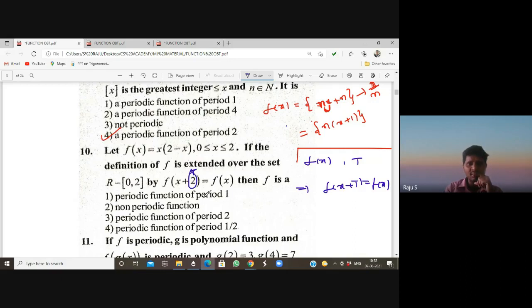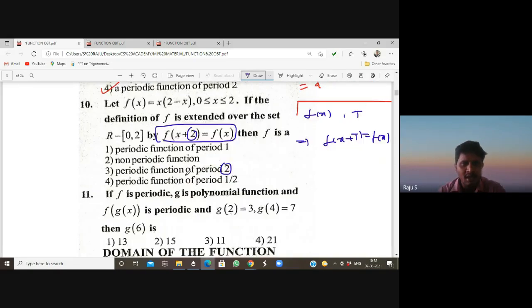What is the T value here? 2. Directly they given the mathematical representation here. f of x plus 2 is equal to f of x, where 2 is the period. Directly they given the conceptual equation, right? This formula is already given. This is the formula for periodic functions. So directly the answer is 3.